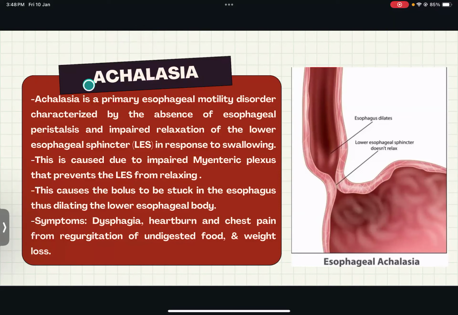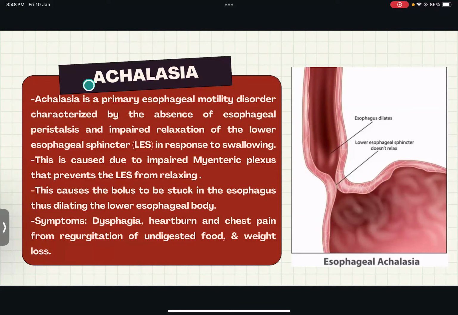Yes. So inability to swallow. The patient presents with inability to swallow or dysphagia, and heartburn and chest pain. And this is because of the regurgitation that is happening from the undigested food. Okay. And also weight loss.